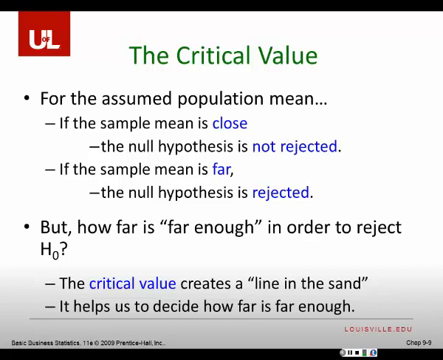Alright, so about how far is far enough in order to reject? That kind of depends on you. This is where you have to determine that level of alpha. What is the level of confidence you're willing to have to say, yes, this is different from the claim? And that's where those alphas of 1%, 5%, and 10% come in.